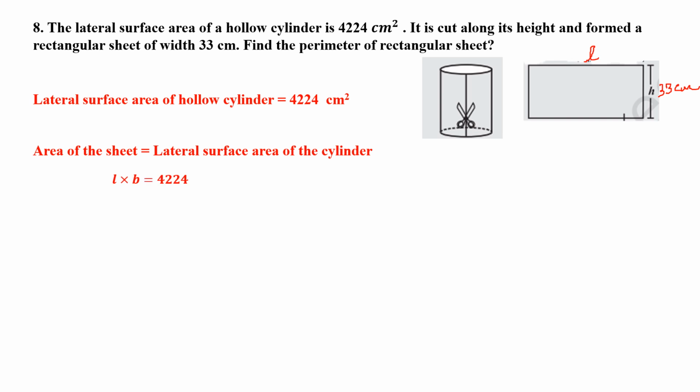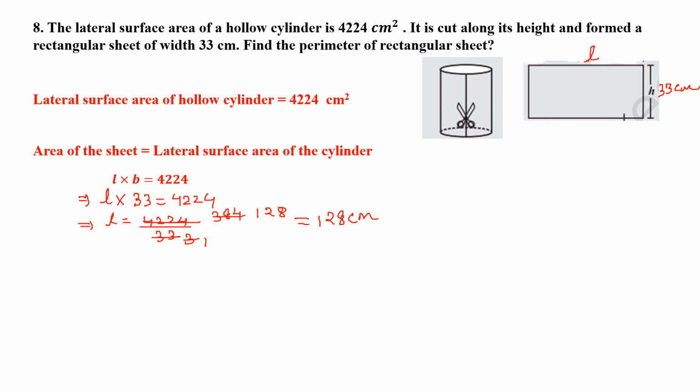This value is equal to the lateral surface area of the cylinder. Now I'm going to put the value. So length into breadth is 33, which is equal to 4224. So length will be equal to 4224 divided by 33. Now 11 times 3, and this will give me 11 times 384. Again 3 times 1 and 3 times 128. So from here I have got my length is 128 centimeter.